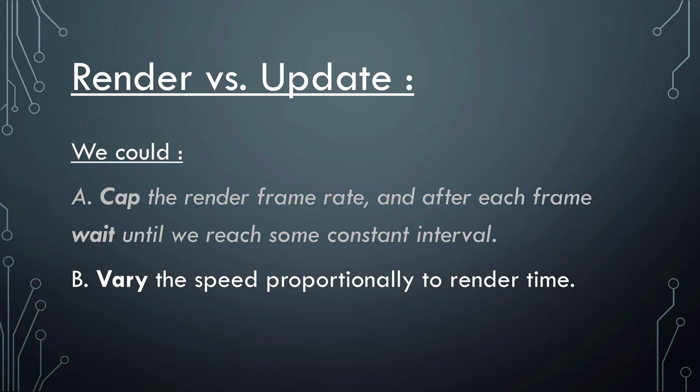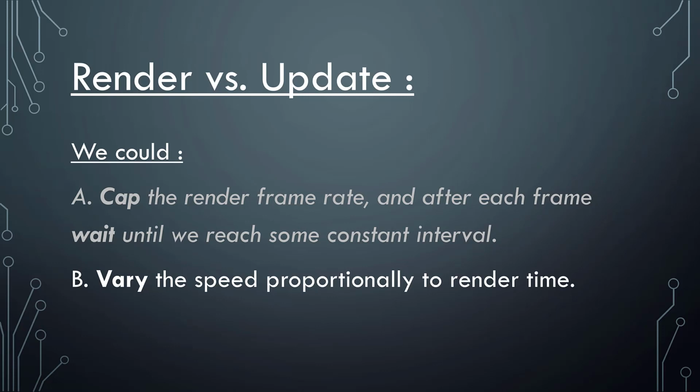Another approach is that we simply say we can vary the speed at which we move things proportionally to the time it took to render the last frame, such that if we theoretically could modulate it proportionally to how much it takes to render the next frame, that will be the ideal case.